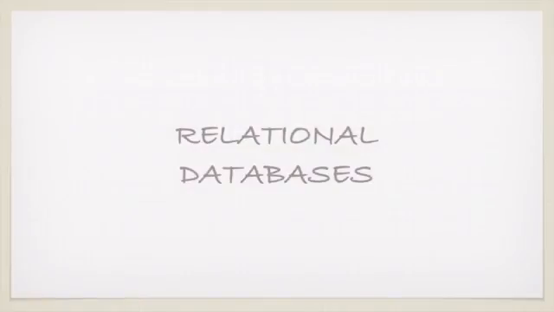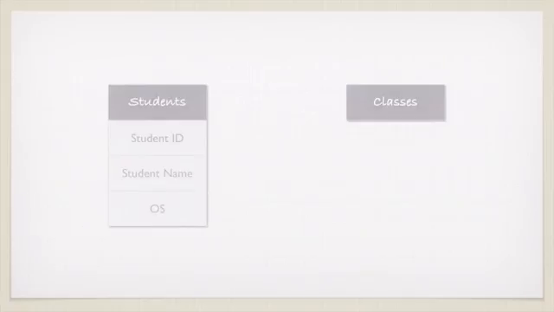Relational databases. In this video, we're going to look at our database, one that holds student information and classes information. So we'll have a list of students and a list of classes, and we'll have to combine that data in some way. For the students, we might have information such as a student ID, the student name, and what operating system they're using. And of course, we might have a lot of other information, their address, all sorts of things.